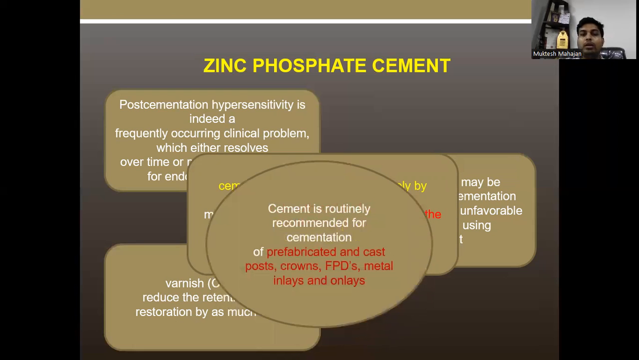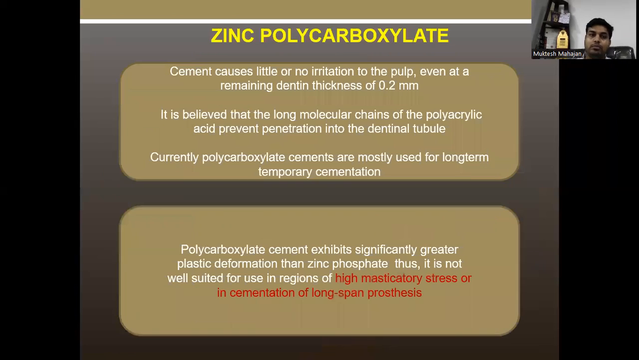Cement is routinely recommended for the cementation of prefabricated and cast posts, crowns, FPDs, and metal inlays and onlays. Polycarboxylate cement causes little or no irritation to the pulp, even at a remaining dentin thickness of 0.2 mm. It is believed that the long molecular chain of the polyacrylic acid prevents penetration into the dentinal tubules.